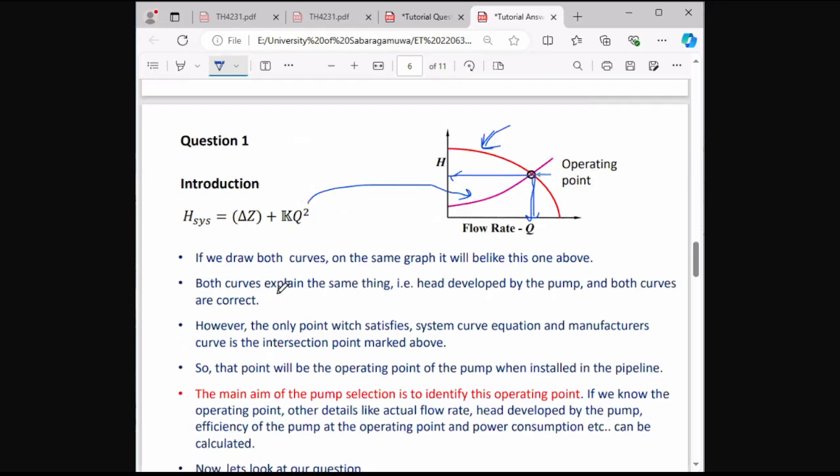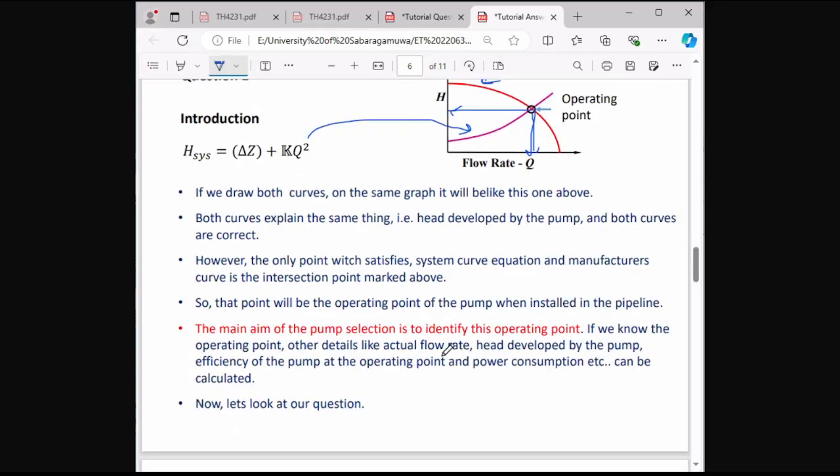Both curves explain the same thing. Therefore, the head developed by the pump and both curves are correct. However, the only point which satisfies both the system curve equation and the manufacturer curve is the intersection point marked above. So that point will be the operating point of the pump when installed in the pipeline.